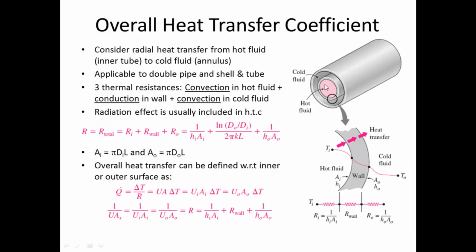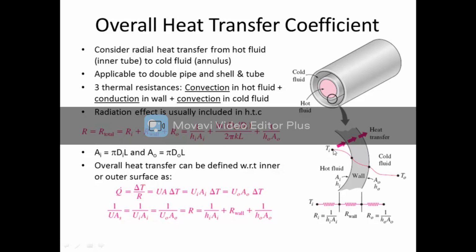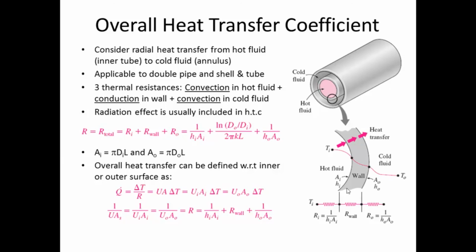So it is shown here diagrammatically, and the cross section is shown below. So we have the hot fluid, which is having convection, and then there is a wall which has conduction, and the cold fluid, which is again having convection. Using electrical analogy, we can define the thermal resistances for all the three modes of heat exchange.